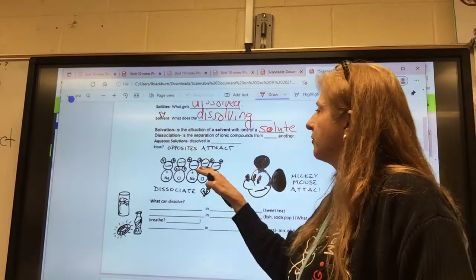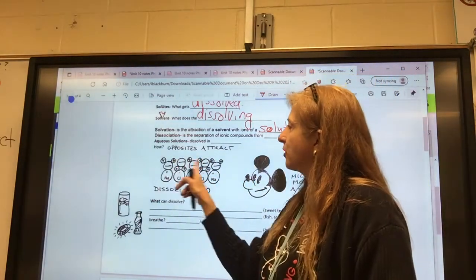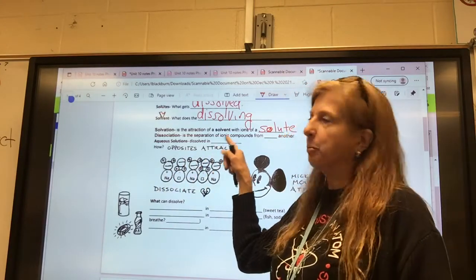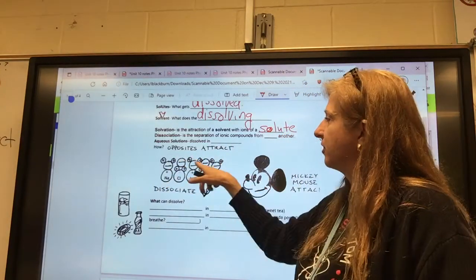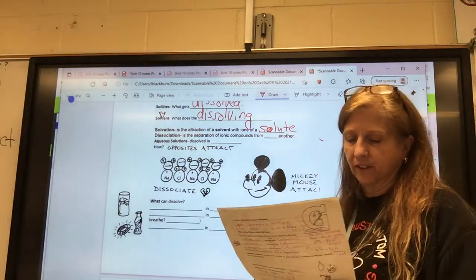When salt dissolves in water, it just doesn't fall apart naturally. It's attacked by the water, and it pulls it apart. So we got Mickey Mouse attacks, because these look like Mickey Mouse, and they attack it and pull it apart. Does that make sense to you?